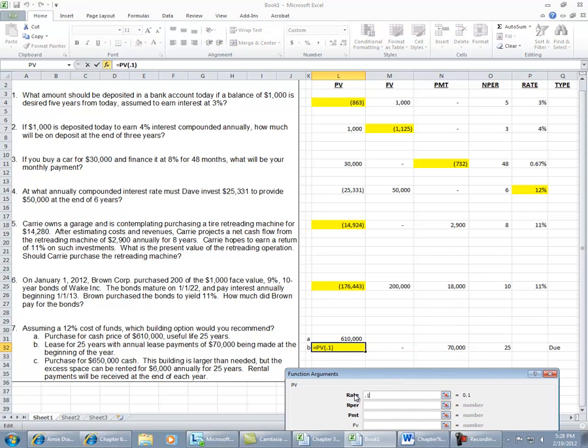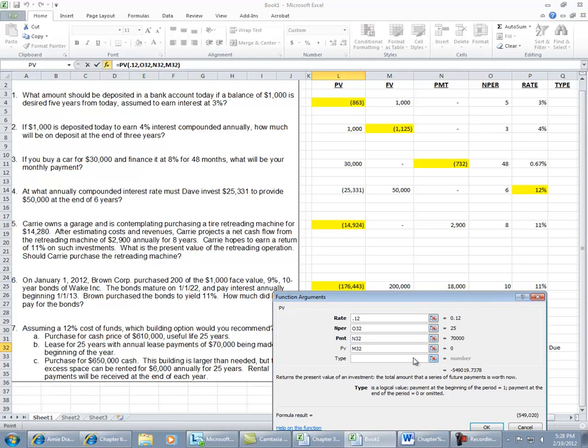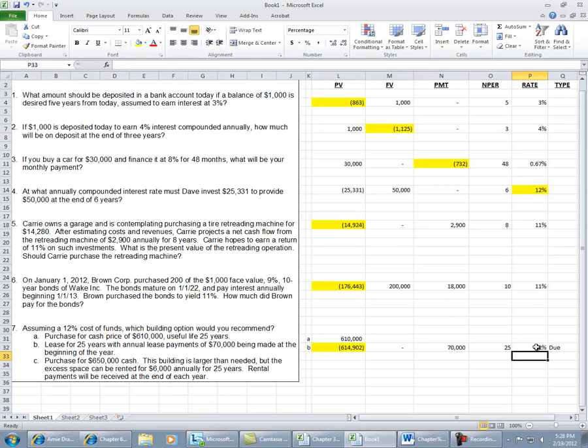We're going to need to drop in 12% for our interest rate. Number of periods is 25. The payment is 70. The future value is 0. And here's where we're going to change it to an annuity due of 1. And you'll see it down here in case you forget: payment at the beginning of the period, enter a 1 here. And so the present value of all of those payments would be $614,902. So that's actually more expensive than the $610. Let's indicate that as a negative too, just so it's comparable.